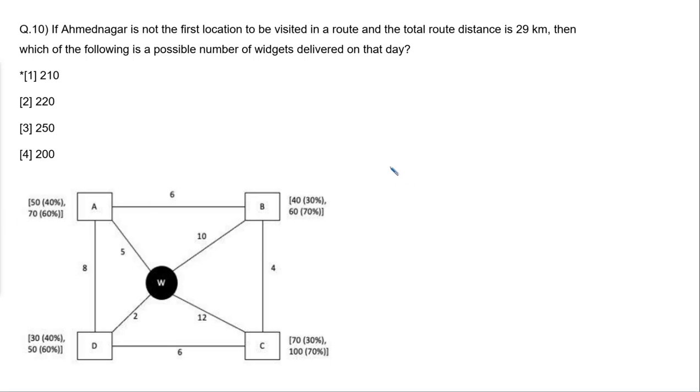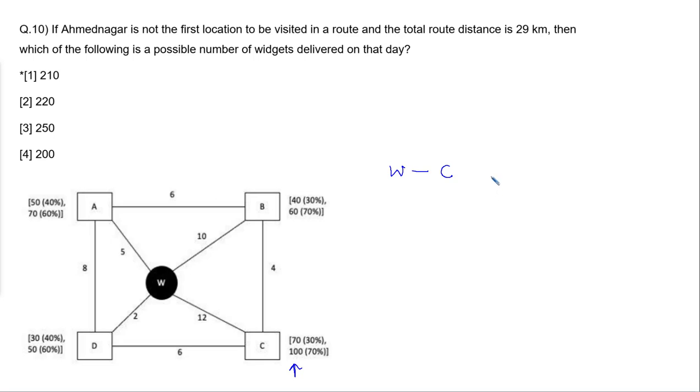From the warehouse, if Ahmednagar is not the first location, then the first location has to be location C, because in that case the demand at Ahmednagar, at A, B and D is going to be less than C.